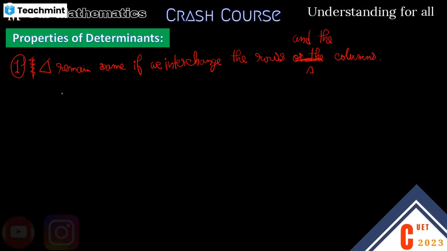That means interchanging the rows into the columns. That means determinant of A is always equal to determinant of A transpose.